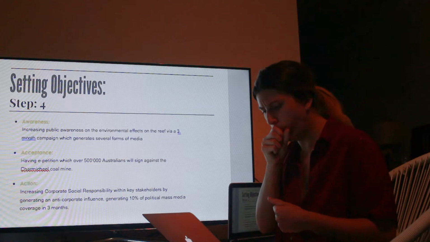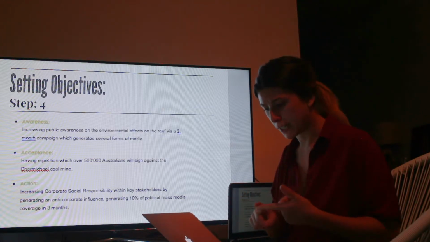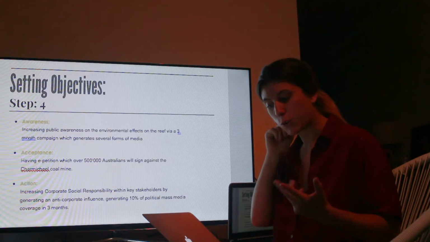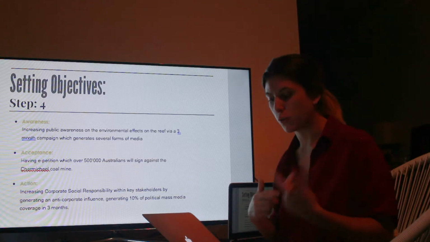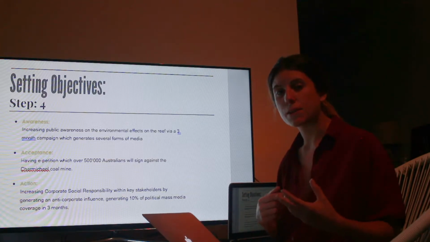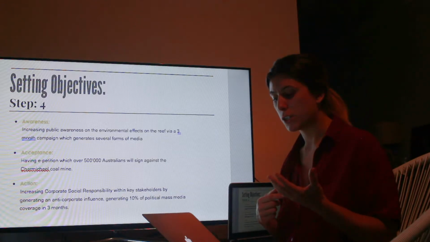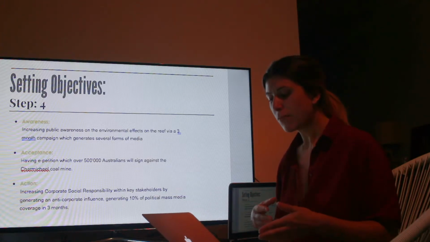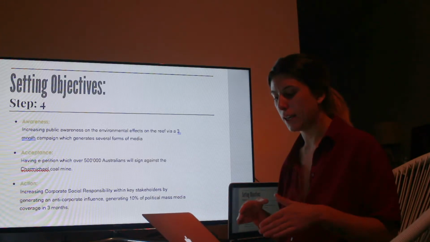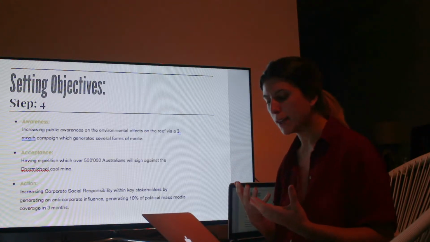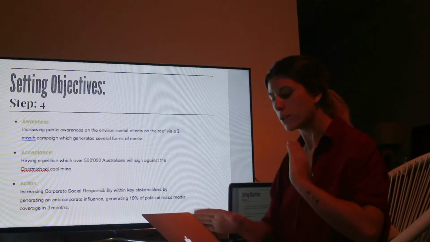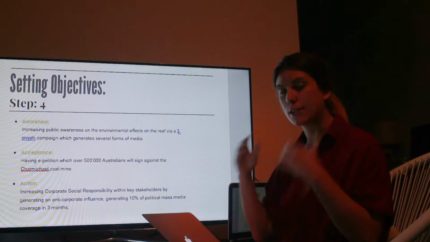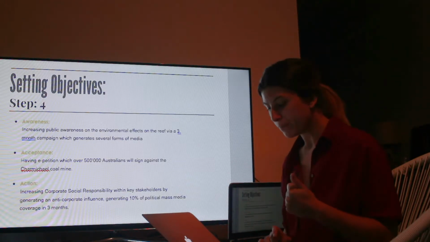Our awareness objective is increasing public awareness on the environmental effects of the reef via a 3-month campaign which is generated through several forms of media. The acceptance objective is having an e-petition which has over 500,000 signatures against the Carmichael mine. And the action objective will be increasing the concept of corporate social responsibility, and that will be pushed towards key stakeholders and driving an anti-corporate influence through increasing a 10% political mass media reach.